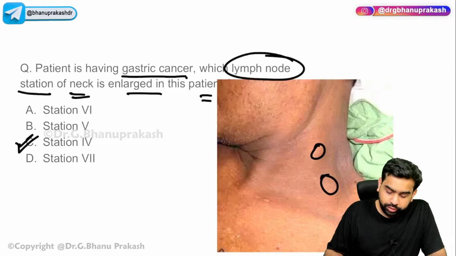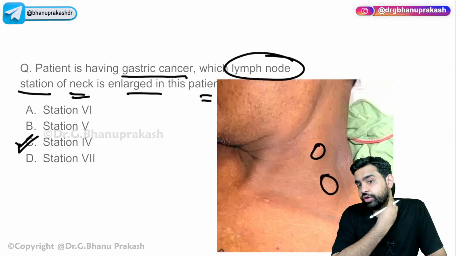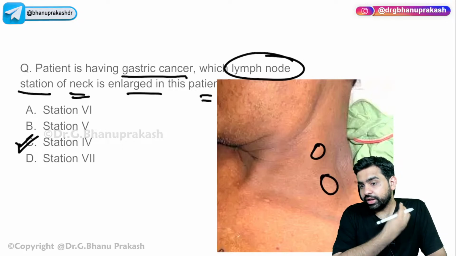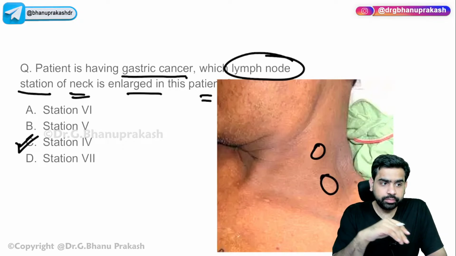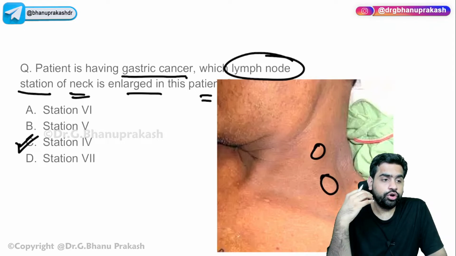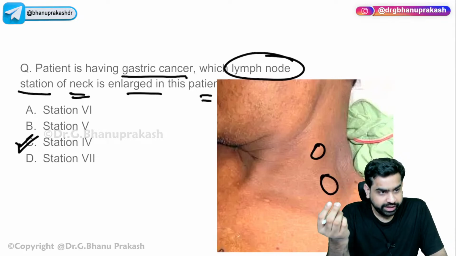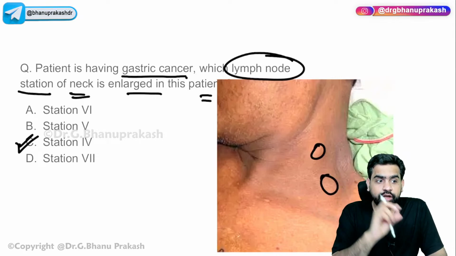Please try to understand what this particular sign is called in gastric cancer. If you get supraclavicular lymph nodal enlargement, what is this sign known as? Anybody? This is what is called Troisier's sign, and the name of the lymph node is the Virchow's node.